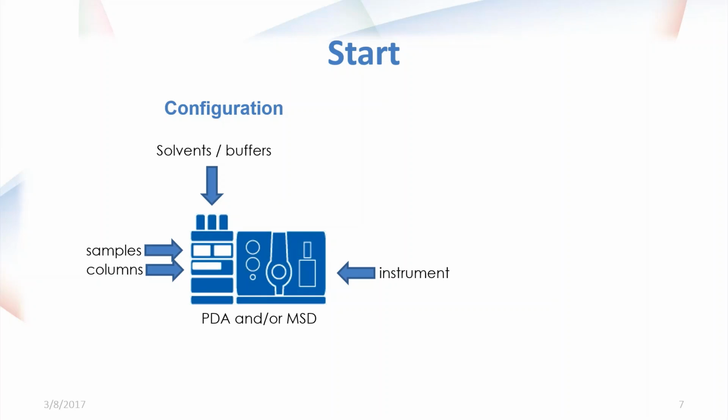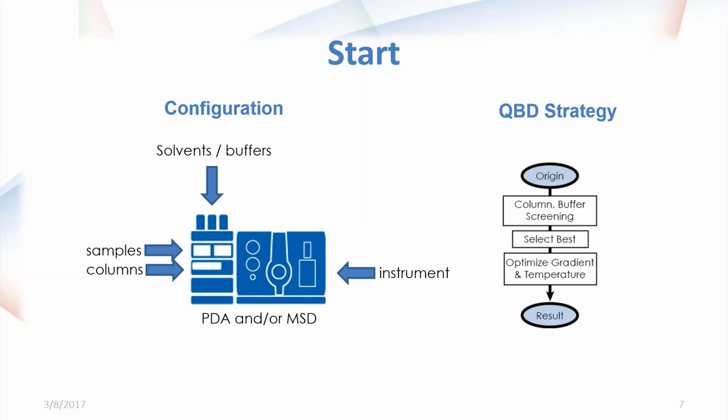So once you've set up the software and defined what your system looks like, it will use that information to build a strategy, as you're seeing on the right-hand side. Now, just at a high level, this strategy that was recommended involves column and buffer screening, selection of the best one, followed by optimization of gradient and temperature. You can specify certain quality attributes within the strategy so you know when you've achieved your desired goals.